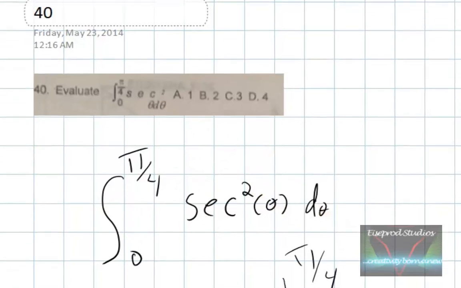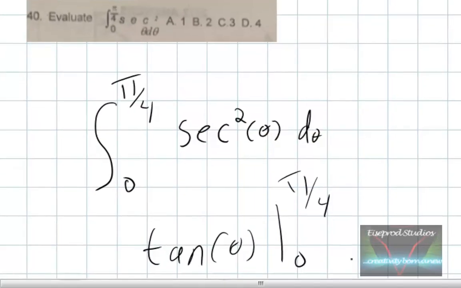So question 40 wants us to evaluate the integral going from 0 to pi over 4 of secant squared theta d theta. So remember that the antiderivative of secant squared is tangent, and that's because when you take the derivative of tangent, you're going to get secant squared. And then we just keep the boundaries that they gave us. It's going from 0 to pi over 4.